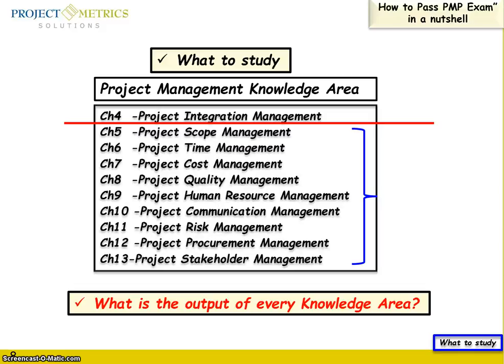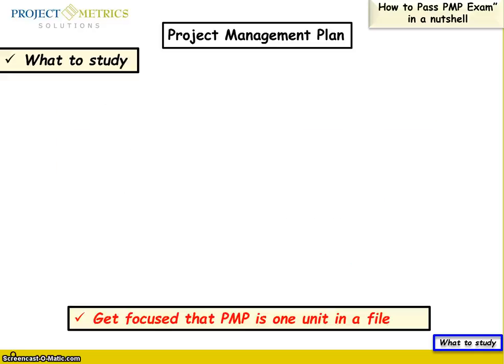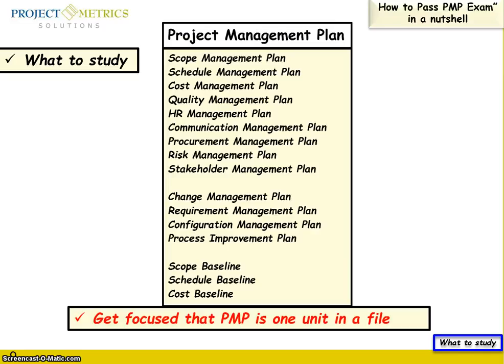For the first phase, you go to chapter 4 from the beginning of initiating till the closing, and the same thing with chapter 5. And I'd like you to know the outputs. My concern is that you know the project management plan is not one piece of separated plans for scope or schedule or cost. No, it is one piece in a file.